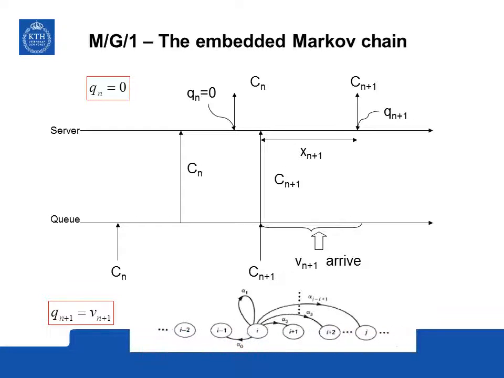We can now formulate this problem as a Markov chain, a discrete time Markov chain, where the states will be the customers left behind by customer n at the departure instant. And we can describe it by a state diagram as shown in the picture, and the alpha 0, alpha 1, and alpha n on the arrows are the state transition probabilities.